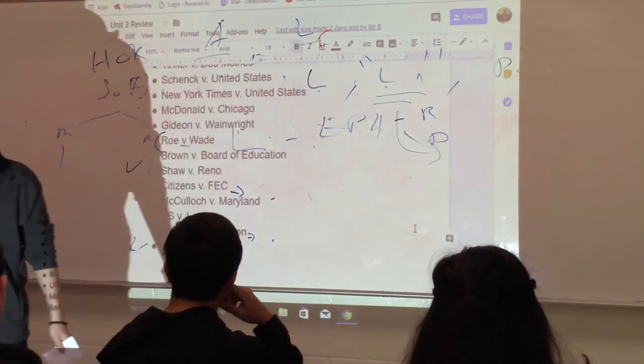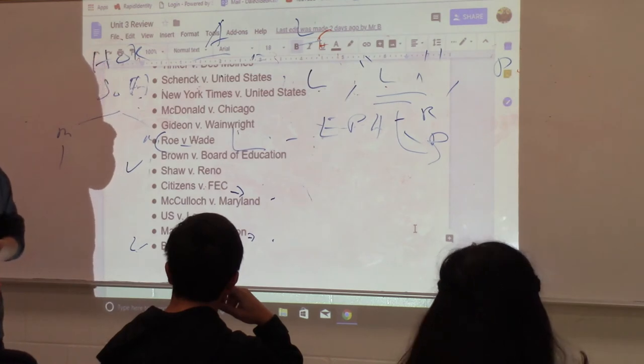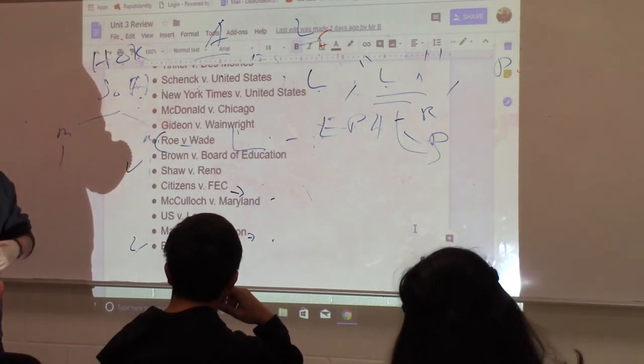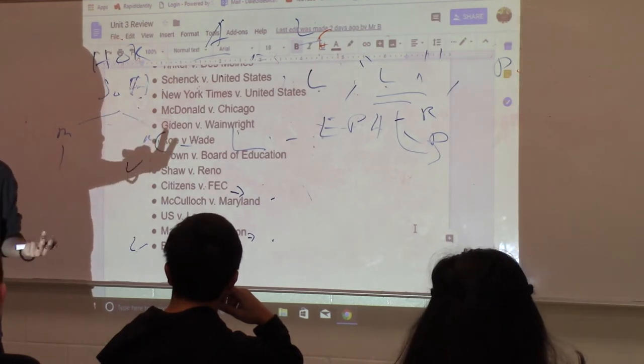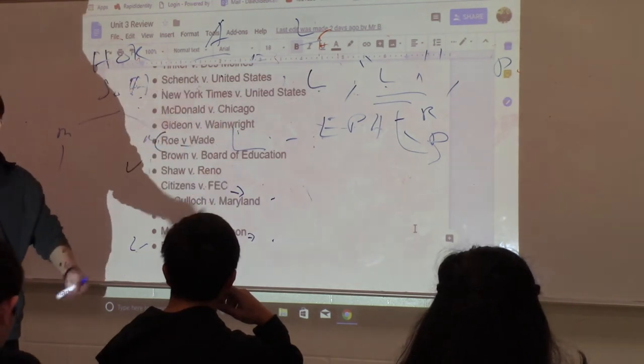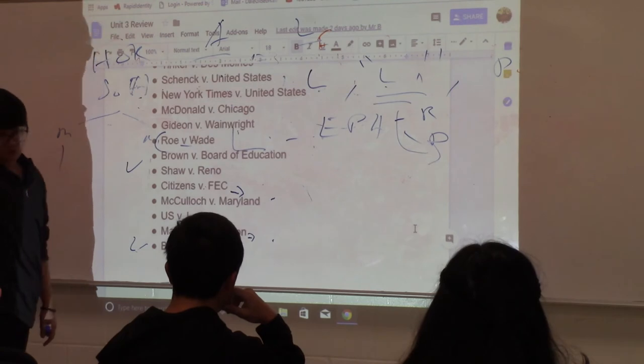Everybody good? Does the Supreme Court review laws regularly? No, they don't. They only get to look at it when somebody what? When somebody complains about it, right? They don't check Congress's laws every day, for example. Everybody good with that?